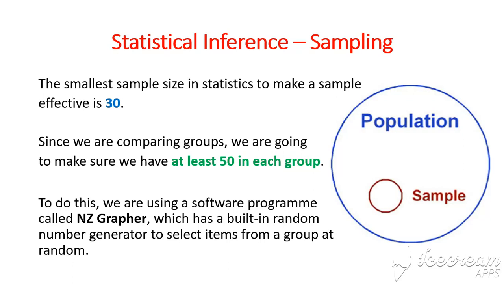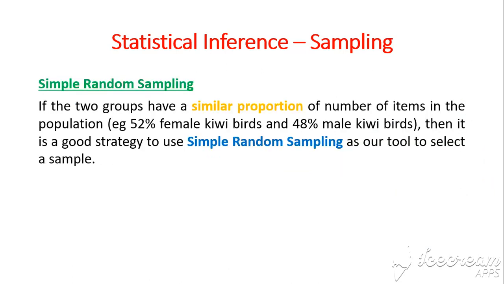Okay, our sample size should be at least 30, but we're going to be a bit clever and go for 50. That allows us to have a few more numbers in the data set to look at shape and distribution, and also the more numbers, hopefully the more representative the sample will be of the population. Right, we're going to show you how we use NZ-Grapher to do this. So let's start off with our first sampling technique, simple random sampling.